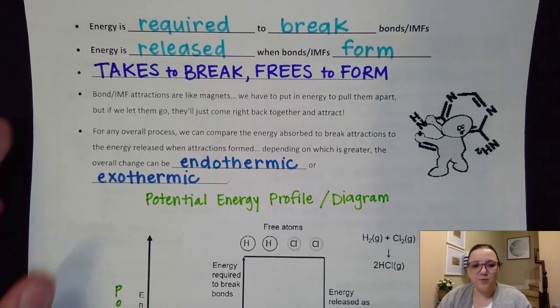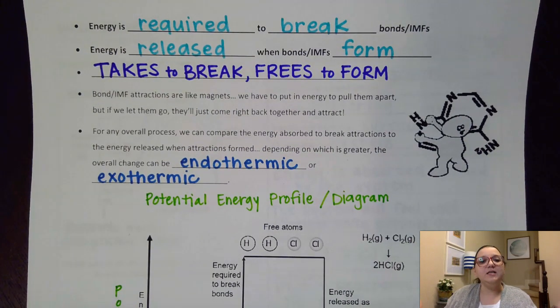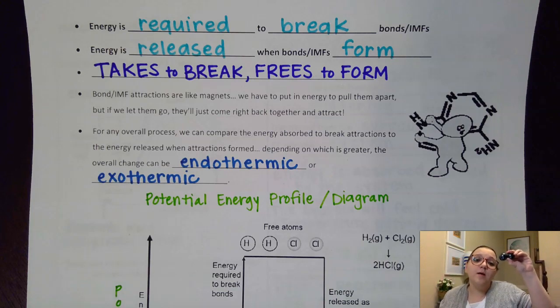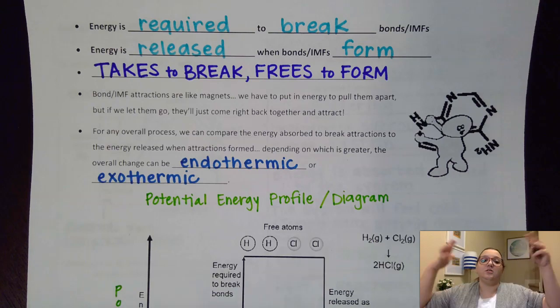First off, as a throwback, remember that energy is required to break bonds or IMFs. And when I say energy, I'm referring to taking in energy from the surroundings, taking in that kinetic energy. If I want to break apart these two atoms from each other, I'm going to have to take in some kinetic energy from the surroundings, so I have that potential energy now to keep them apart. However, if I let them reform those attractions, then that's going to release that kinetic energy into the surroundings.